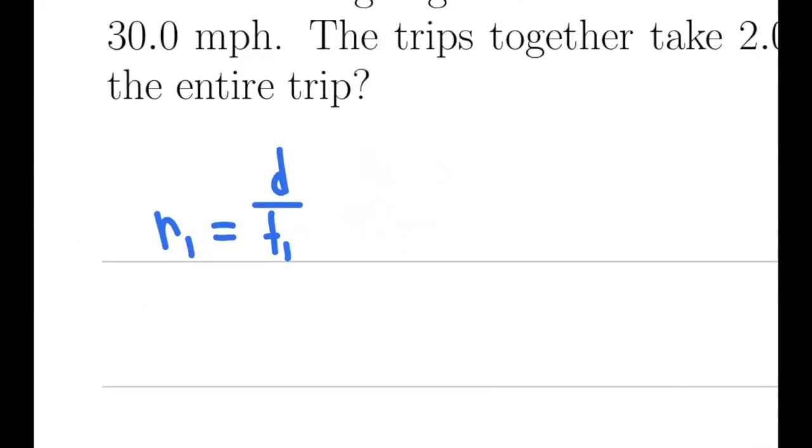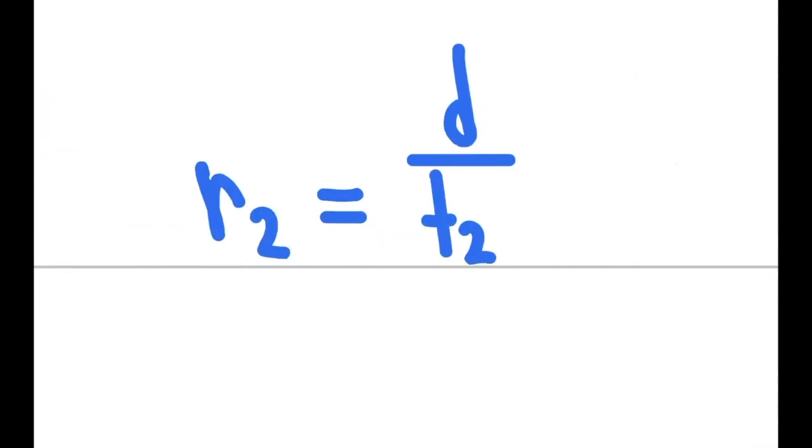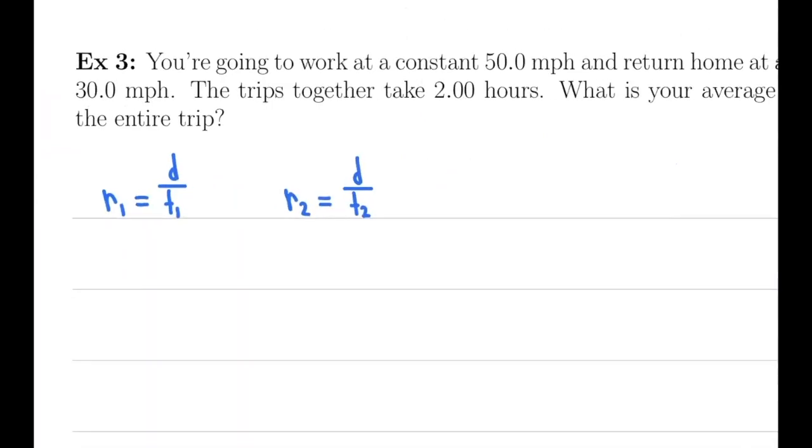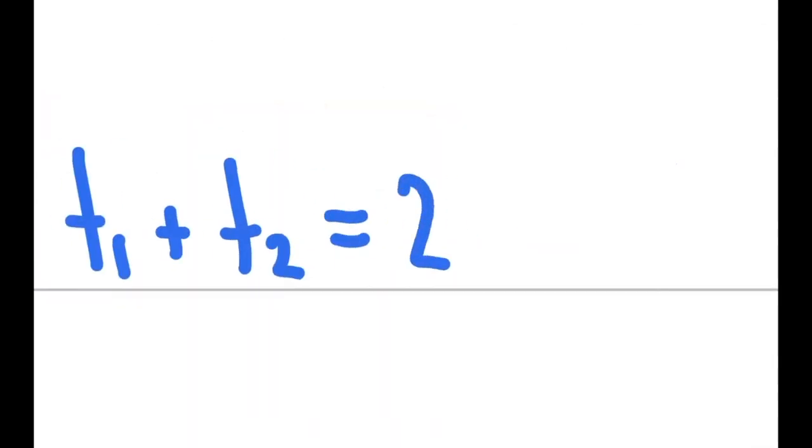And for the average speed going back home, I'm going to call that R2. Again, it travels the same distance and it takes time T2 to do that. And there's another piece of information we have. The trips together take 2 hours. So that means T1 plus T2 is going to equal 2 hours.